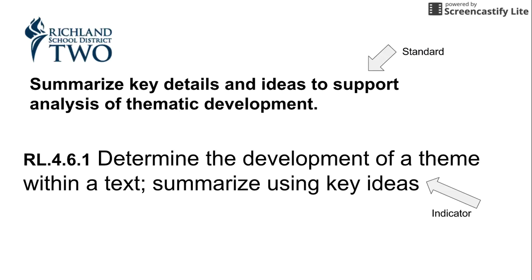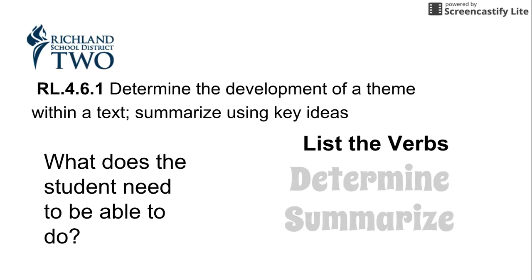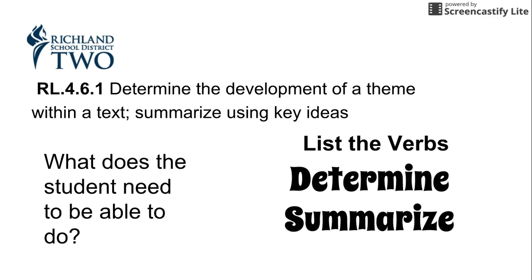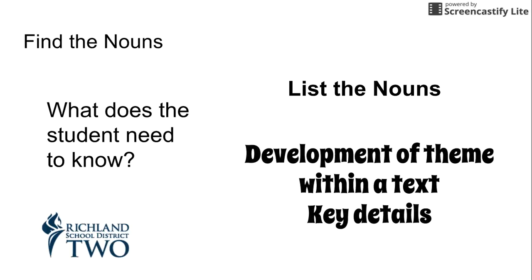Let's look back again at that indicator for grade 4. Determine the development of a theme within a text. Summarize using key ideas. Now let's unpack that indicator. What does the student need to be able to do? Let's look at the verbs here. They're going to have to determine and summarize. But what is it that they're going to have to determine and summarize? Let's look at what the students need to know. They're going to need to know development of theme within a text, and they're going to have to know key details.